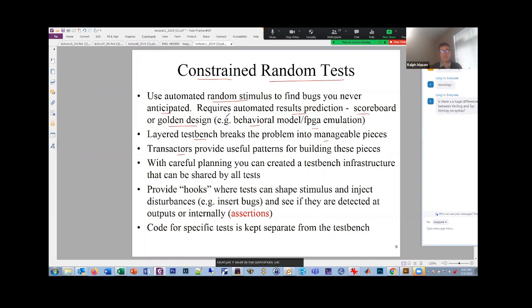You just tell the transactor, randomize these 8-bit values and these number of clocks, and the transactor would do that. With careful planning, you can create test bench infrastructure that can be shared by all tests. It provides hooks where tests can shape stimulus and inject disturbances, i.e. insert bugs, and see if they're detected at the outputs or internally. These are often called assertions, being able to assert to see if there's any errors inside your chip. Code for specific attempts is kept separate from the actual test benches.